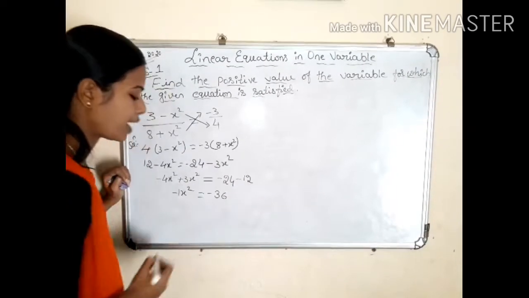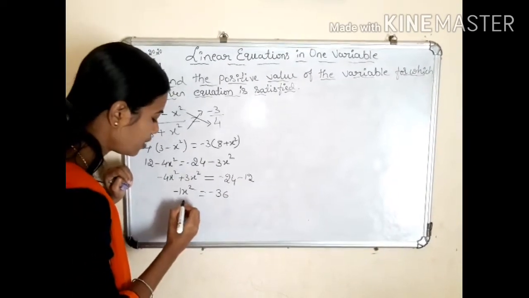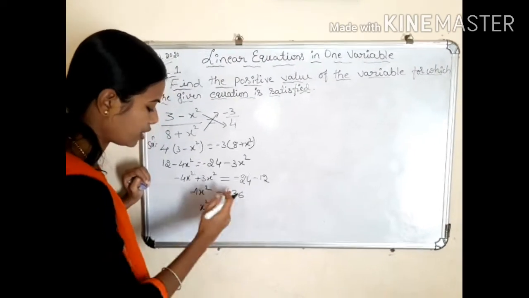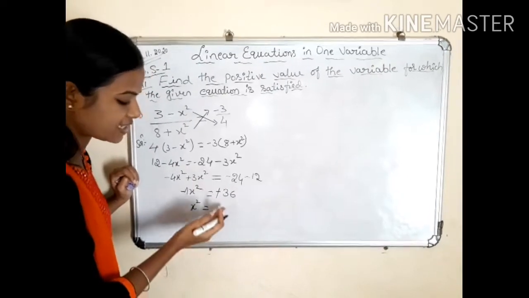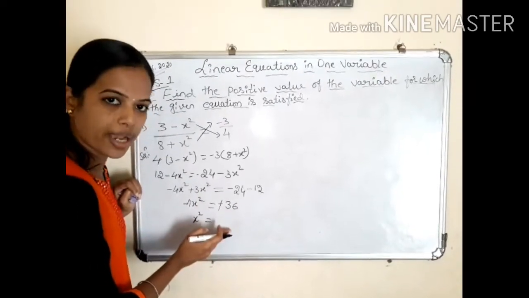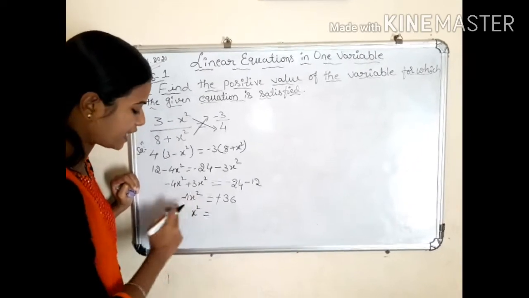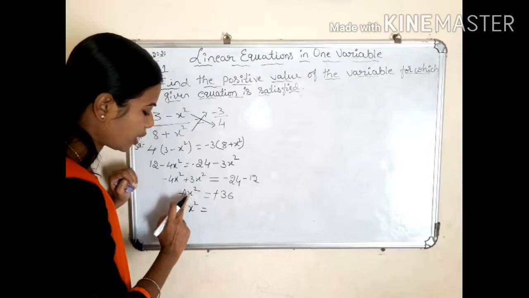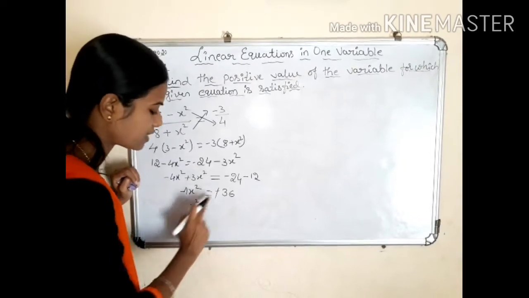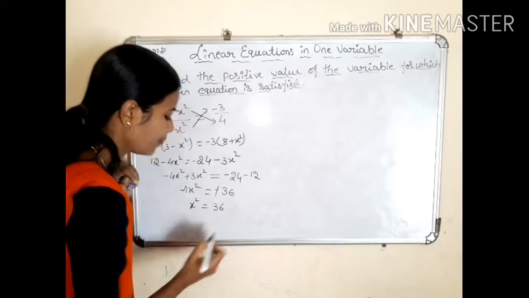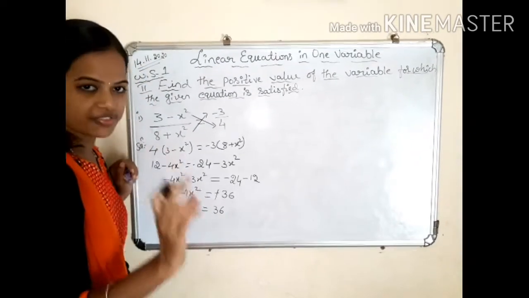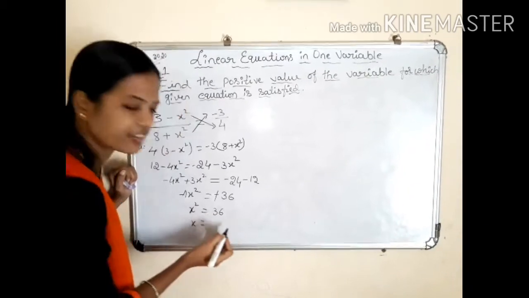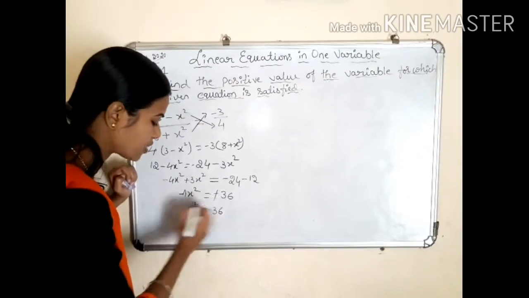Here you want the x square value. Minus minus gets cancelled. You can cancel here also, or in the next step, minus 36 divided by minus 1. There also I can do it. Here I cancelled, minus minus gets cancelled. Remaining is 1x square, which you can write as x square. x square is equal to 36. You want only the x value. x is equal to square root of 36, nothing but taking square root on both sides.